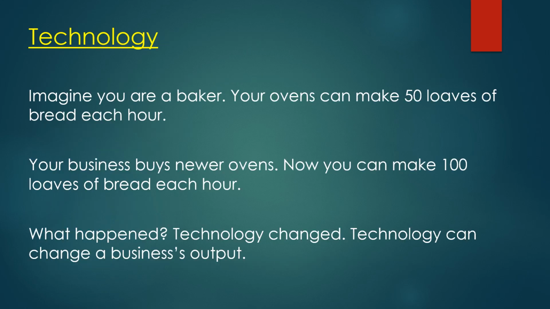So let's talk about technology. So imagine that you're a baker. Your ovens can bake 50 loaves of bread each hour. Your business buys newer ovens, new technology, and it's improved. Now you can make 100 loaves of bread each hour. So what happened? Technology changed, and technology can change your output. In this particular case, it would increase supply.